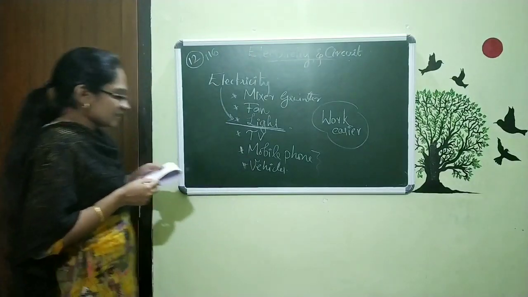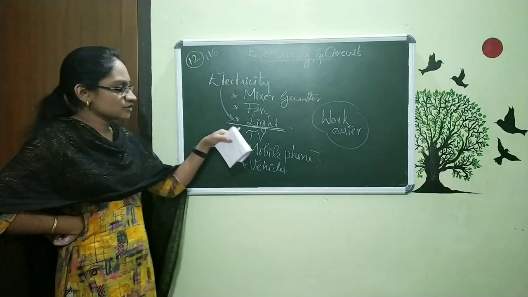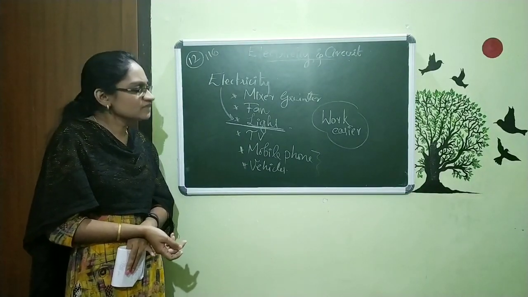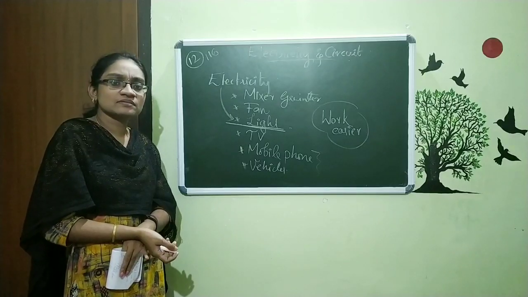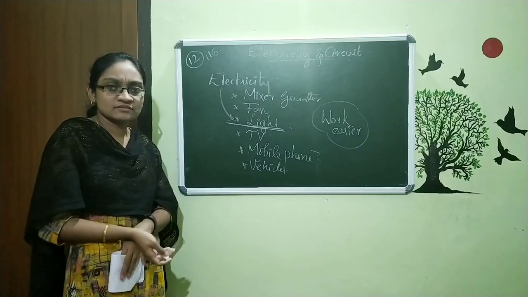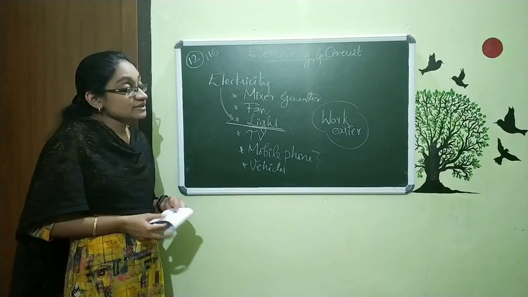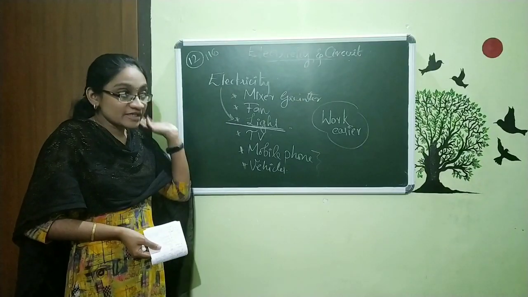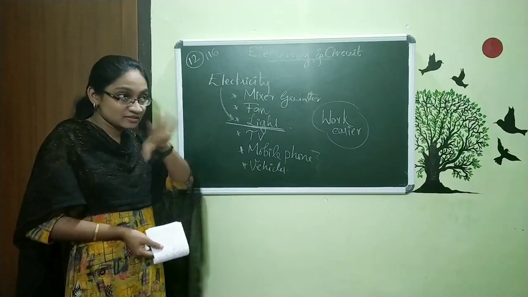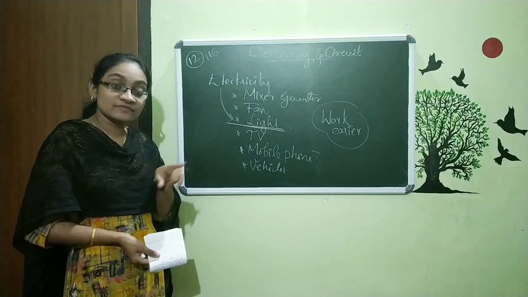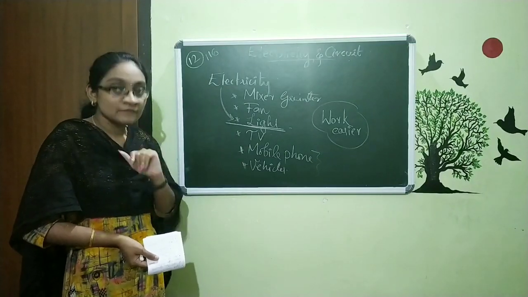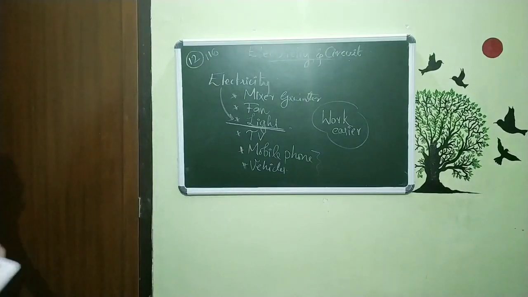Now the question is this: to light the bulb, it needs electricity. Where are we getting this electricity? Are we buying this electricity from the shops? No. We are getting the electricity from the electric lines to our home. Now the question is, where is this electricity coming from to these lines? That we are going to check.